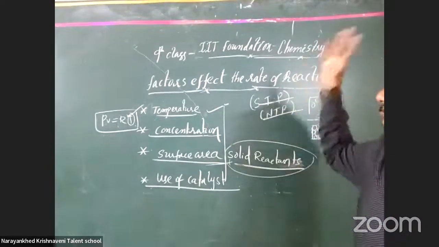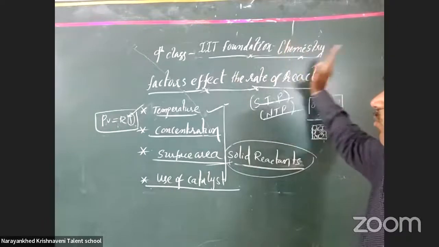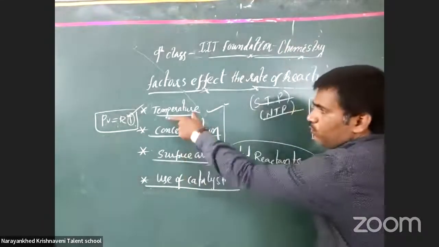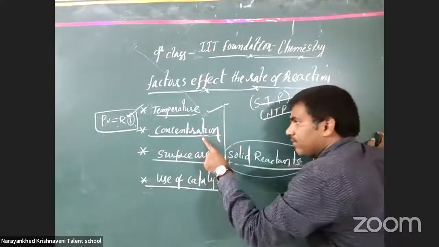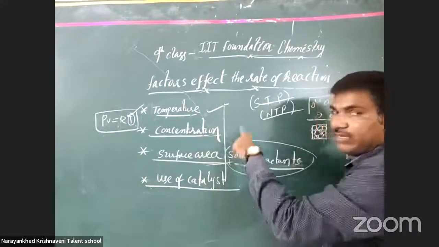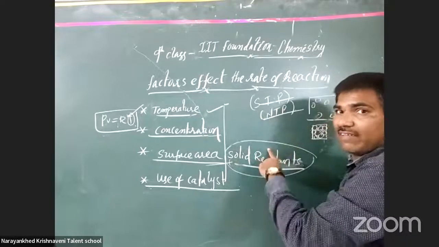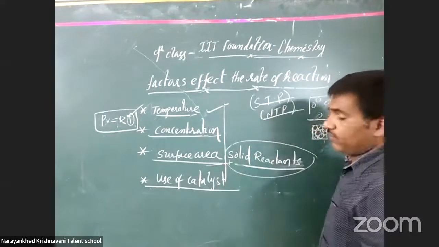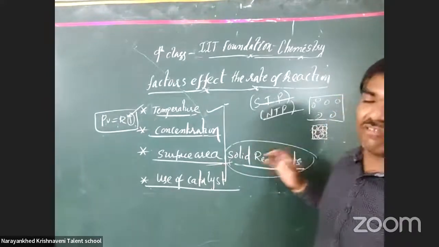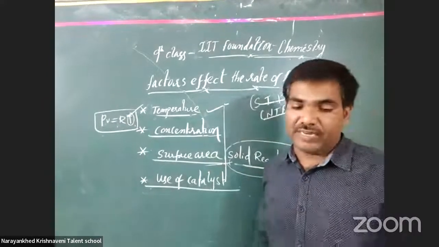What do factors affecting the rate of reaction mean? Which ones are affecting it? Increasing temperature, increasing concentration of the dissolvent, as well as the pressure of the gases, as well as the surface area, and as well as the catalyst may change the rate of reaction.